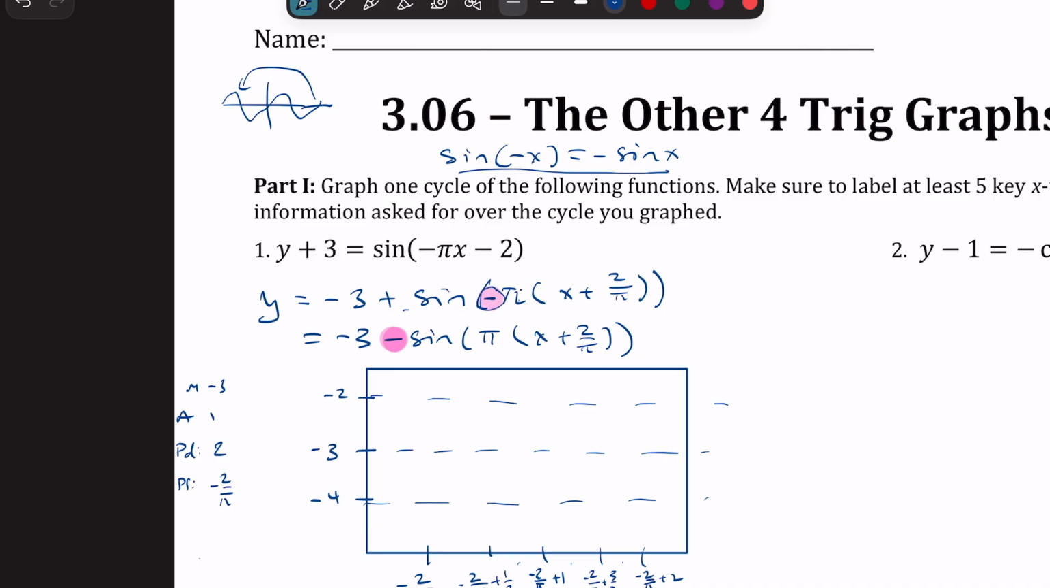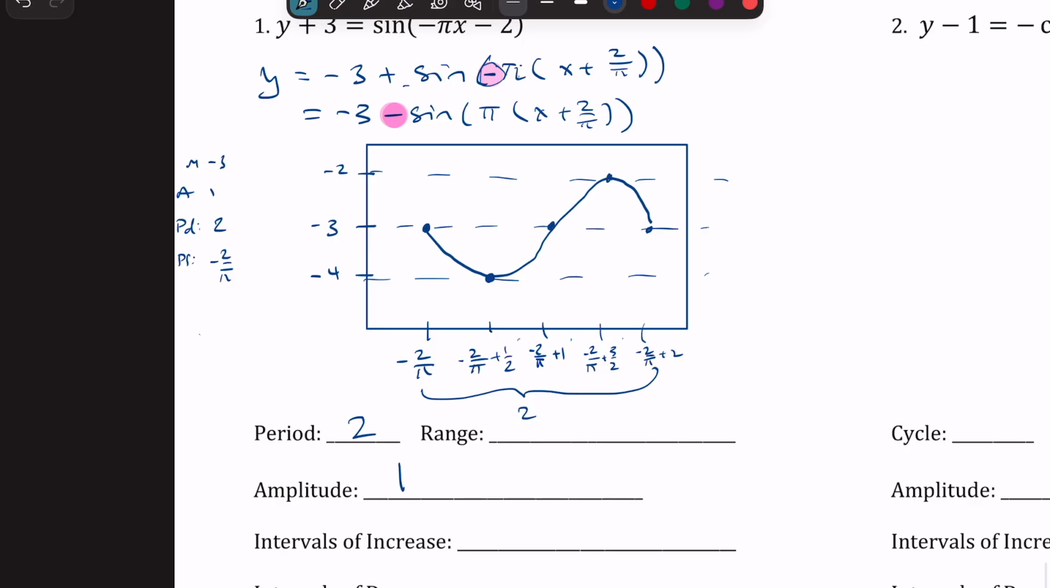reflecting this way. What that means is I'm going to start my graph here at negative 2 over pi, but then I'm going to go down, then I'm going to come to the middle, then I'm going to go up, and then I'm going to come back down. And I now have my sine function. And so intervals of increase, or increasing, all along here.